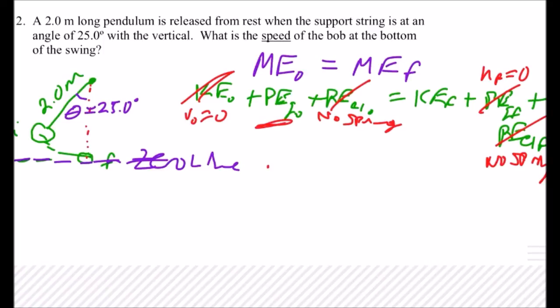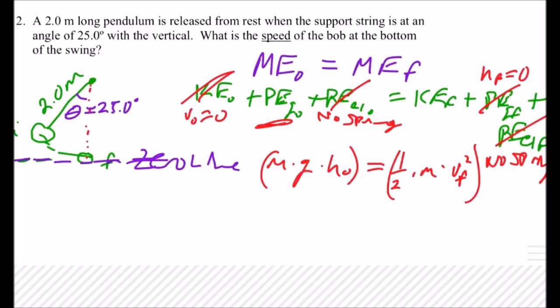All right, let's expand with what we have left. So we've got mg h naught for the initial gravitational potential energy is equal to 1/2 the mass times the final velocity squared for our final kinetic energy. And that's it for all of the energy initial and final.